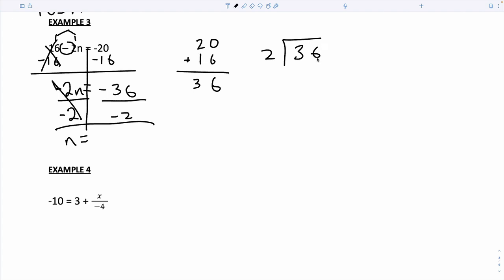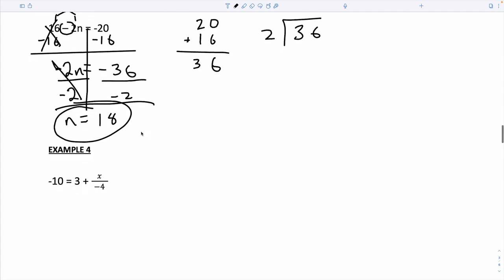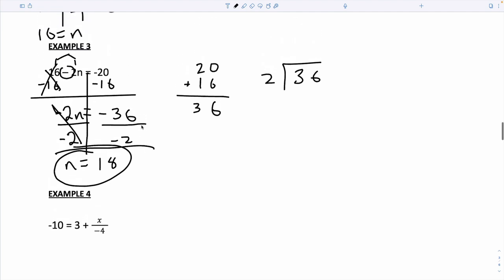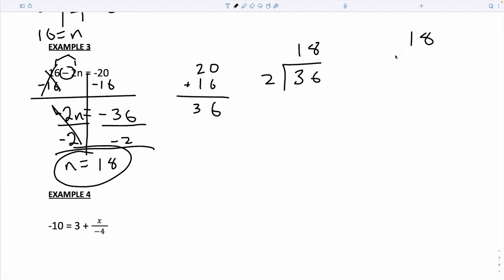What would 36 divided by 2 be? And you said it was positive or negative? Same good, different bad. N is equal to 18. Last example, you're doing these on your own. 36 divided by 2 is 18. 18? 18. Because 2 times 8 is 16. No, because same good different bad.